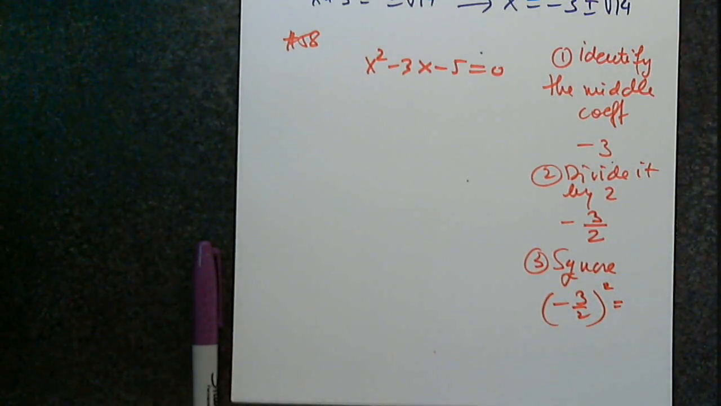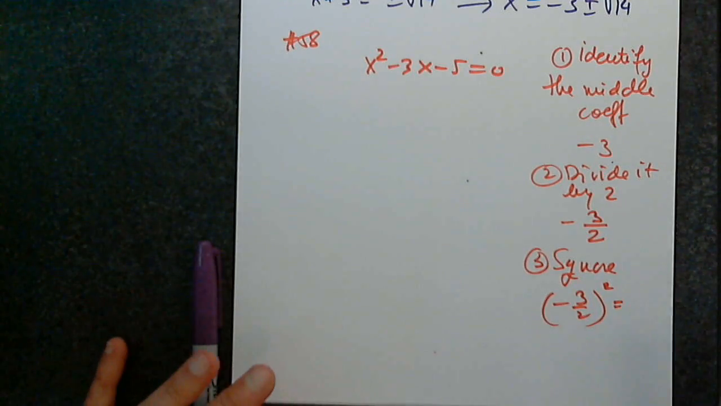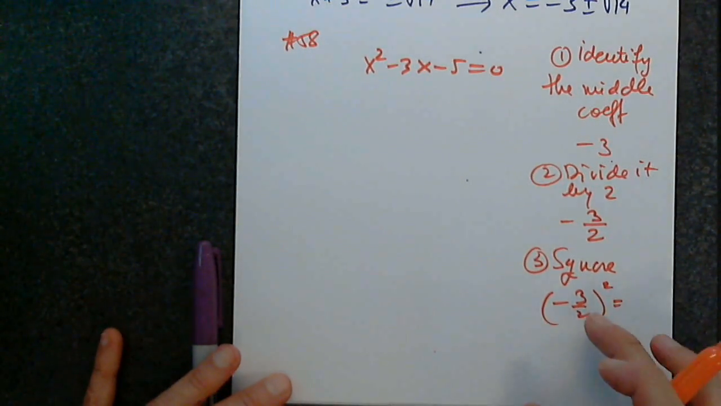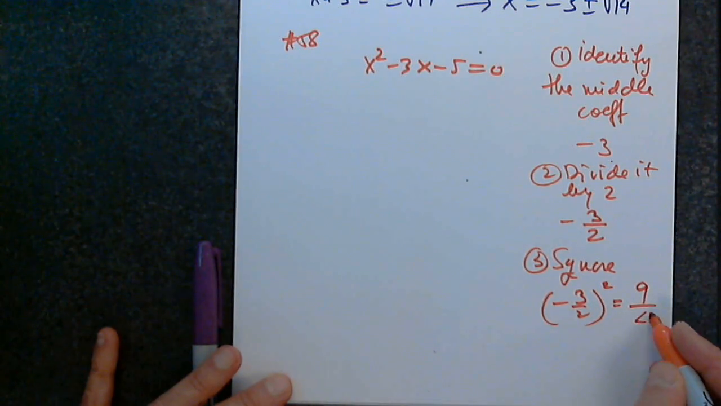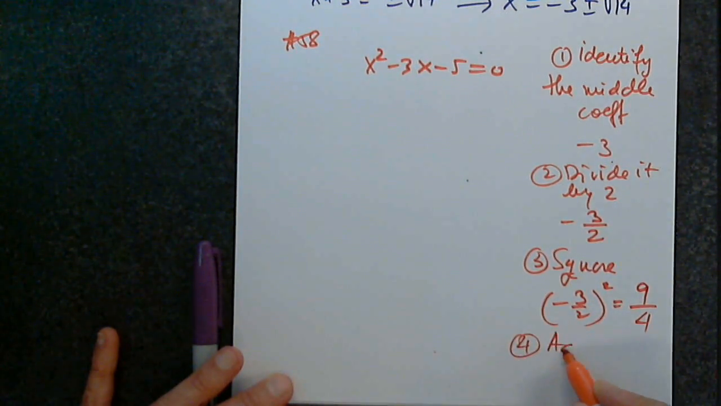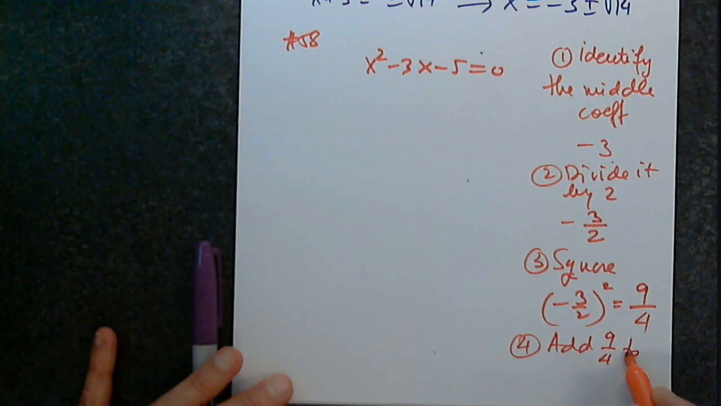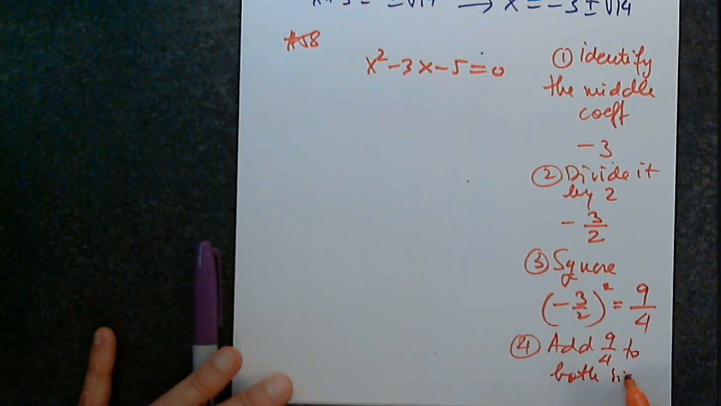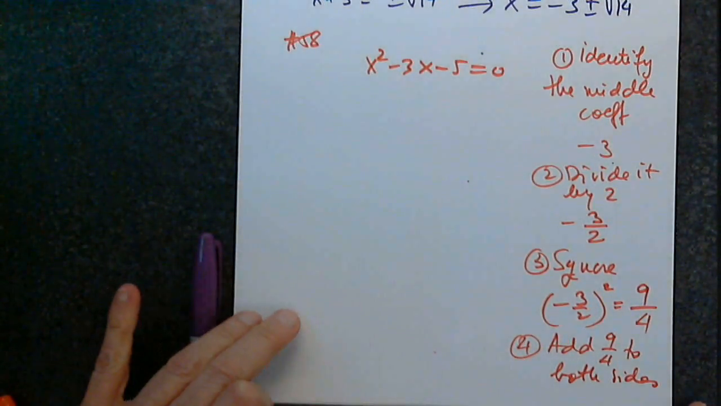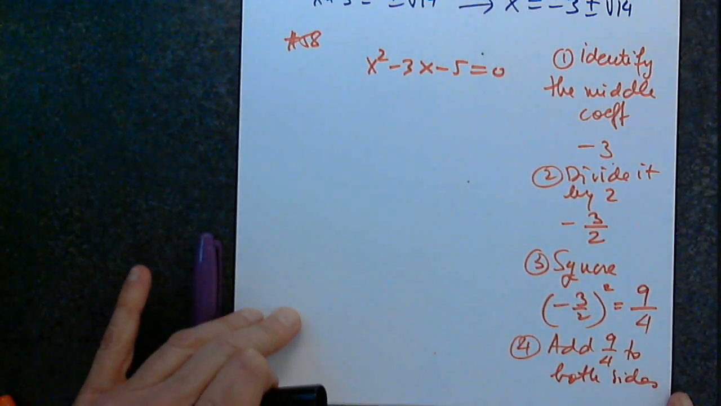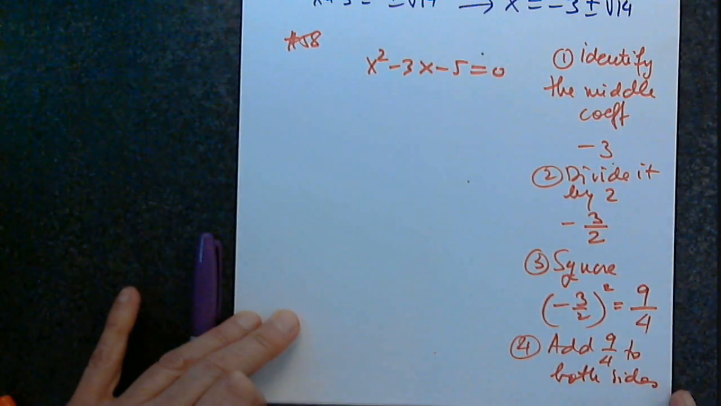So when I square negative 3 at the top, a negative number squared is positive, and when I square 3, I get, and when I square 2, I get, and final step, add 9/4 to both sides. And complete the square, of course. Not just add and forget about it, but add and complete the square.